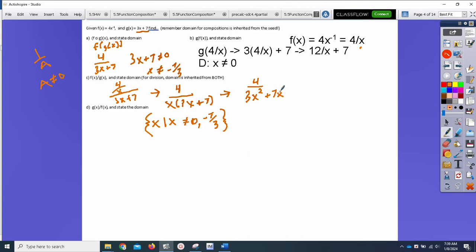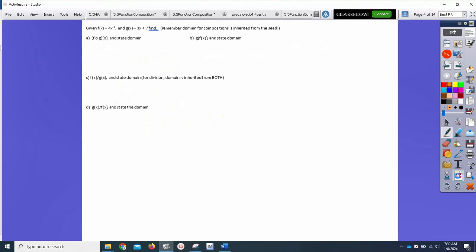D is going to be g of x divided by f of x. So that's 3x plus 7. So annoying. I already have horrible handwriting, and I don't need this thing making it any worse.